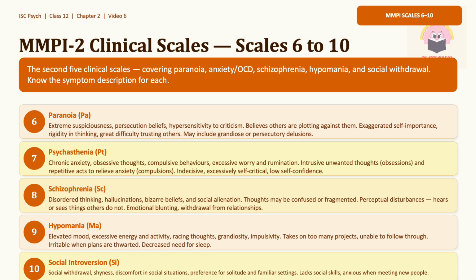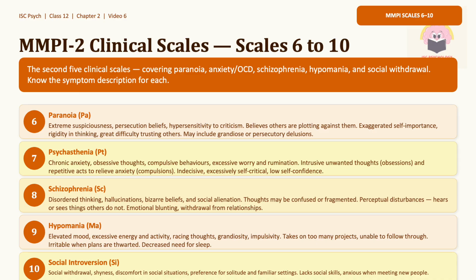Scale 8, Schizophrenia, denoted by SC. This scale measures the presence of thinking disturbances, perceptual distortions, and social alienation associated with schizophrenic spectrum disorder. A person experiencing high scores on this scale may experience disordered thinking, thoughts that are confused, fragmented, or disoriented, and they may have unusual perceptual experiences, including hallucinations.